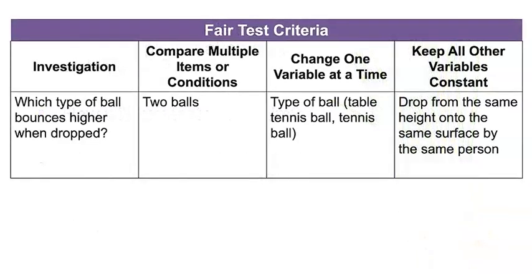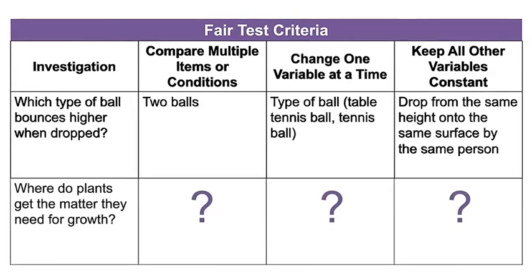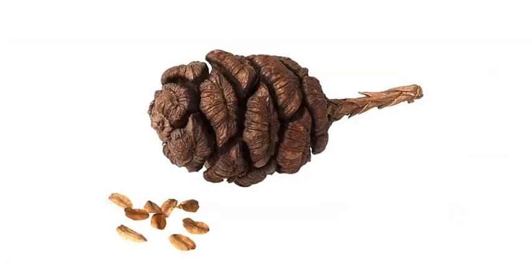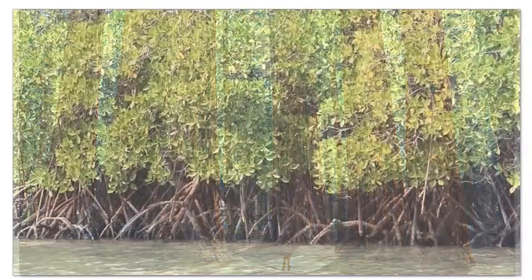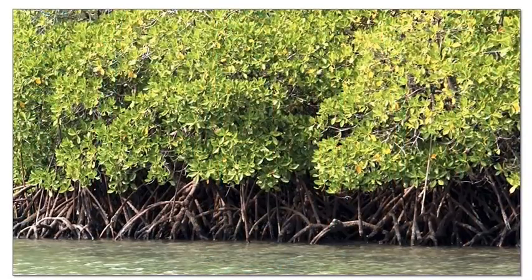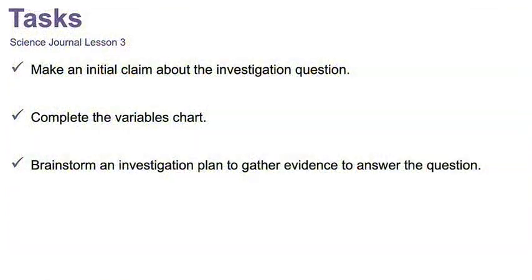Wow, designing fair investigations isn't easy, but if we can determine the source of plant matter, we can learn how plants grow. We can figure out how a seed becomes a tree, such as a sequoia tree or a mangrove tree, and we will be one step closer to understanding how a tree can support so much life. Let's review your tasks for today. First, make an initial claim about the investigation question. Next, complete the variables chart. Finally, brainstorm an investigation plan to gather evidence to answer the question.